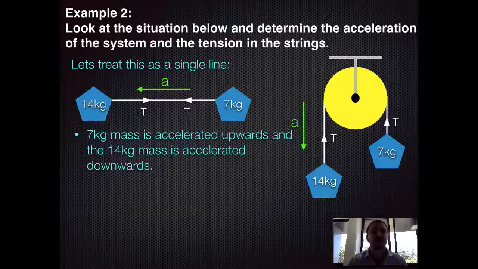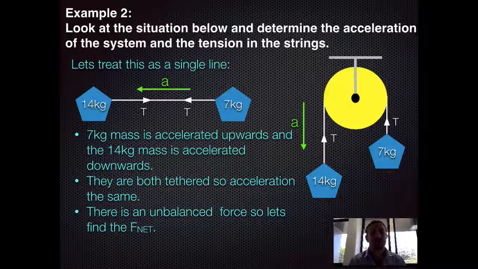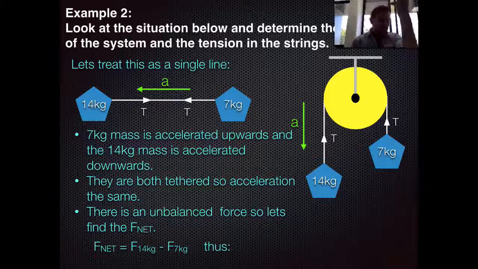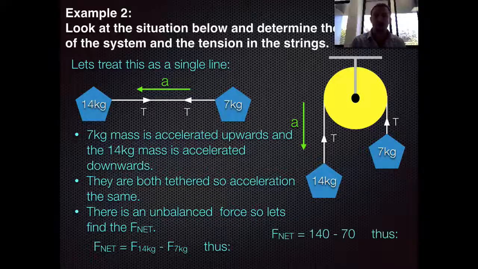Now the 7 kilogram mass is accelerated upwards and the 14 kilogram mass is accelerated downwards. Because they're both tethered, the acceleration must be the same. Now there is an unbalanced force, so we've got to find what is the net force which is going to be generated in each of these. Now we know that the net force will be made up of the 14 kilogram force acting downwards, pulling down, but the 7 kilogram force acting upwards. And because it's going in the opposite direction, we've got to take them away.